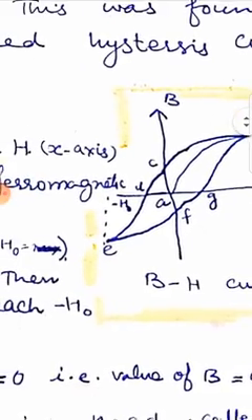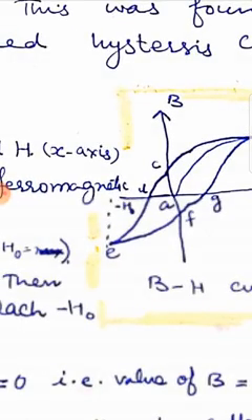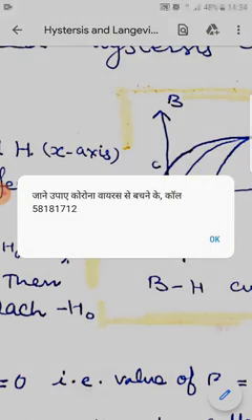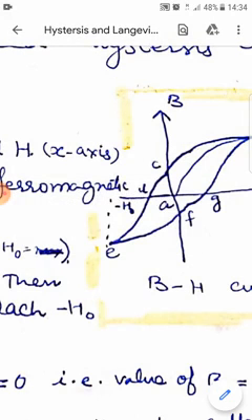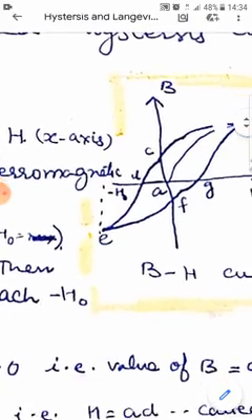We then reverse the sign, that is flip the applied magnetic field. Again we get the point E. Here is the saturation again, and from E we change the sign of the magnetic field again, reduce the magnetic field, and then we get this E to F curve.